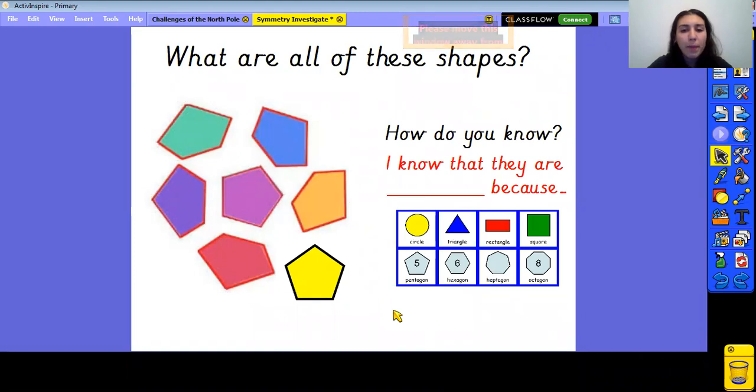If you can't quite remember, have a look at the word map to help you. Maybe count the sides of each shape. Maybe count the vertices. Do all these shapes have the same size? Do all these shapes have the same number of sides? Do all these shapes have the same number of vertices? Are all these shapes the same?